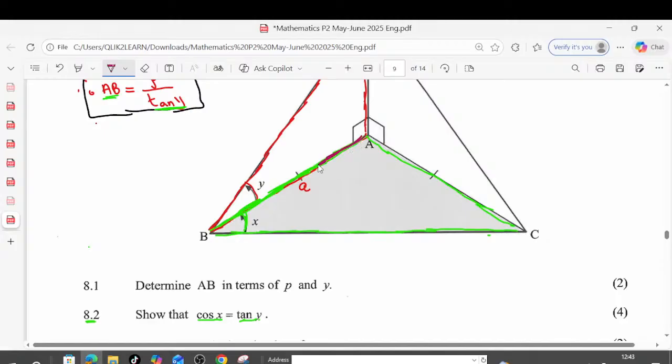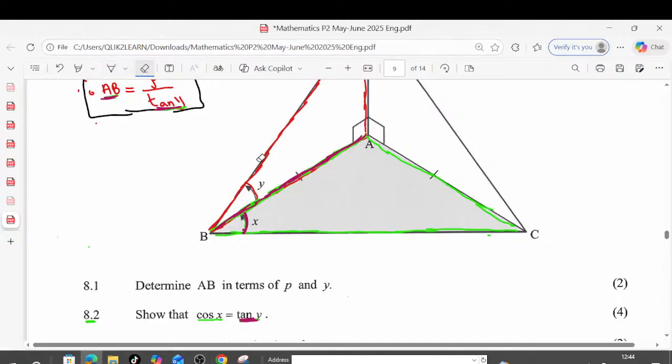Let me try to repeat this. What I'm saying is that I have this x. I need x, so I chose a triangle that has x. The next thing I'm going to ask myself is, the tan y, where can I get tan y? I already have the tan y, and to bring it, I need to include AB. So whatever I do, we need to bring that AB. Okay, everything is good now.